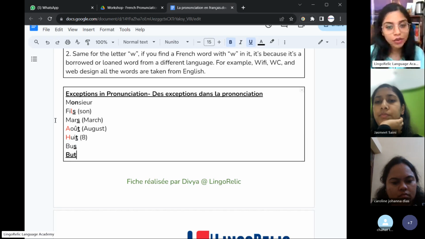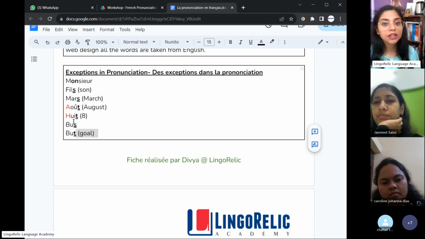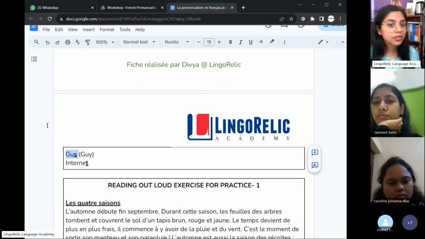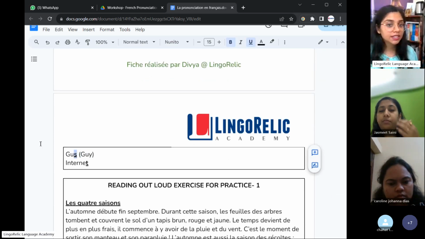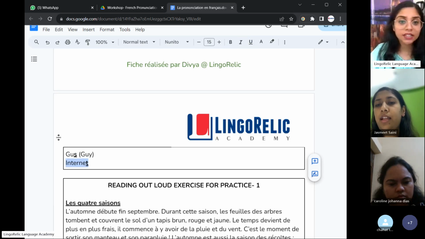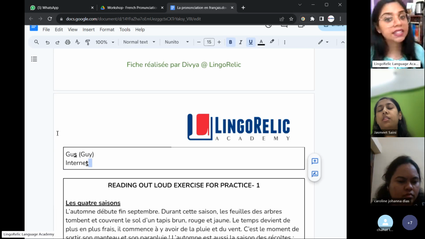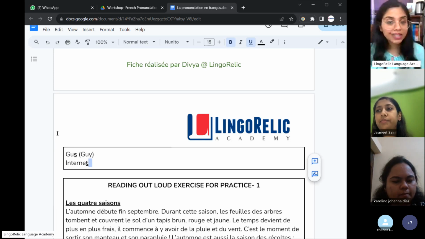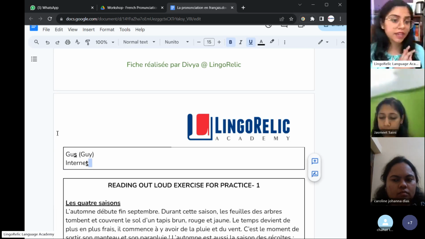Similarly, you have another word here, "but." You don't say "bu," it's "but." But means goal. A lot of students mispronounce it as "bu," but it is "but," a word for goal. And next one is "gars." "Gars" is a word for a guy, and the S is sounded. Last is "internet." It is not "internet" without the T, it's "internet." The T is sounded. I hope that's clear.